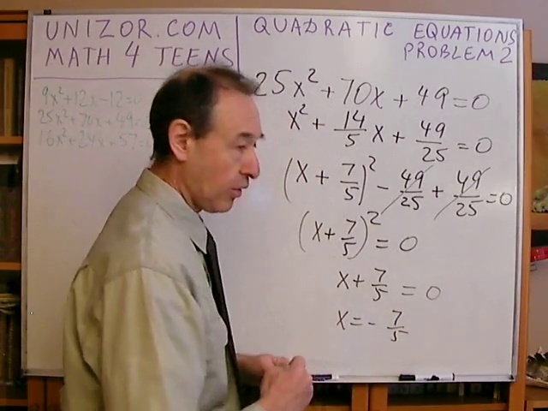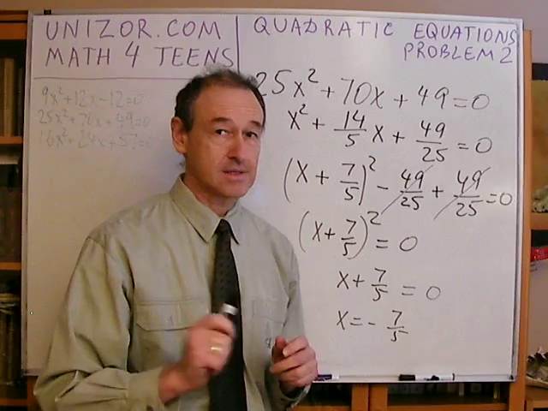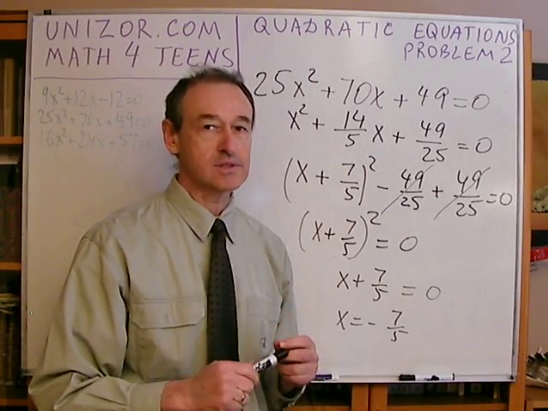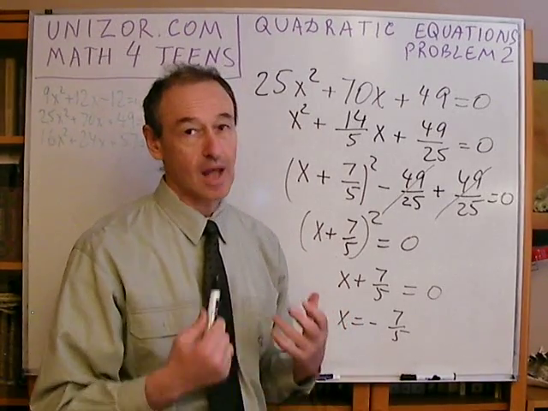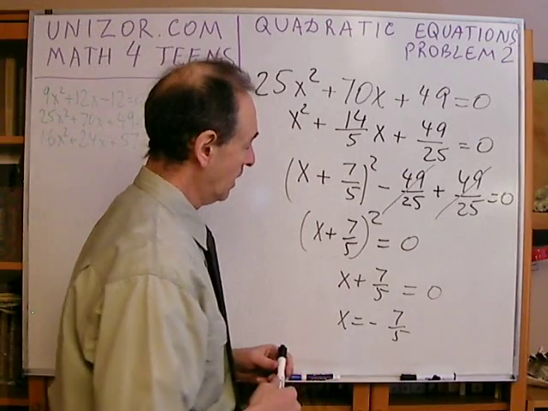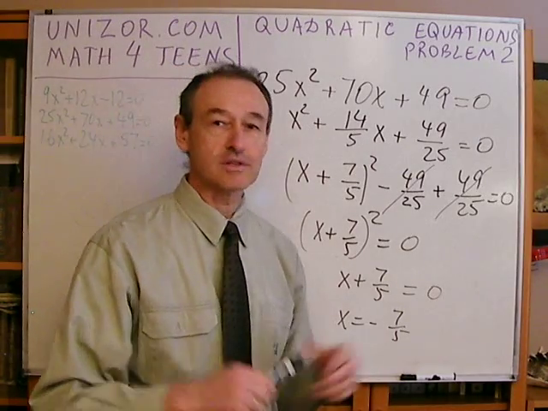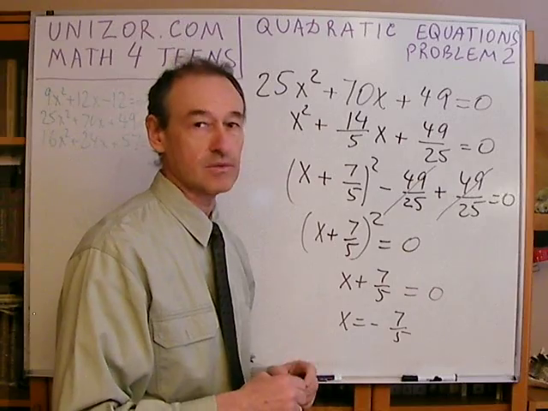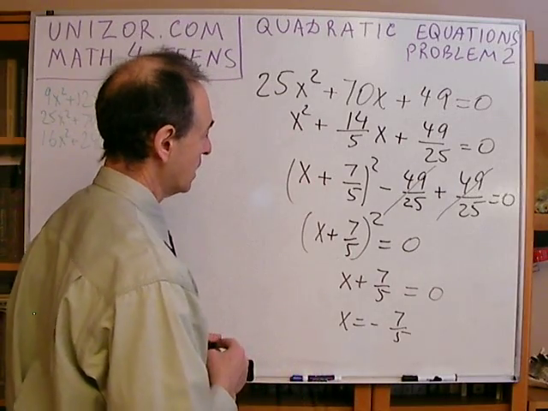Now, is it only one solution? Well, as I told you before, it's actually supposed to be considered as a double solution. It's just two different solutions coinciding with each other. It's a very convenient formulation in this particular case.